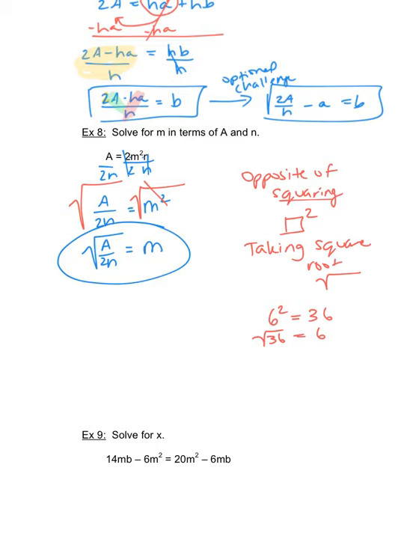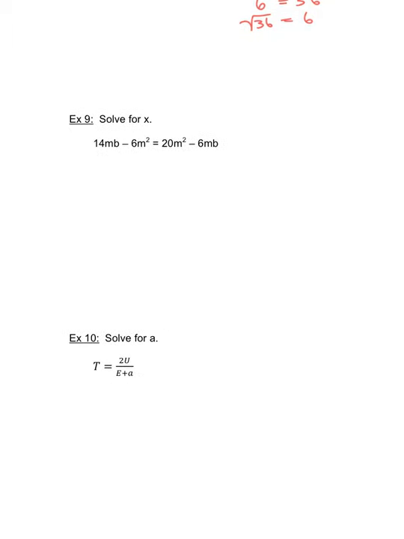Okay, example 9. You'll notice that there's a squared in it, but it's not on the x that we're solving for. So see how it says solve for x? Oh, so there's a typo. It should be solve for b, sorry. It says solve for b. The b that we're solving for does not have a square. So even though there's a squared in this problem, it's different. It's not the variable that we're trying to isolate that's squared. So what I'm trying to do is I'm trying to isolate b.